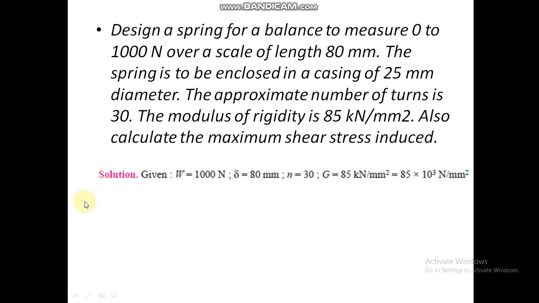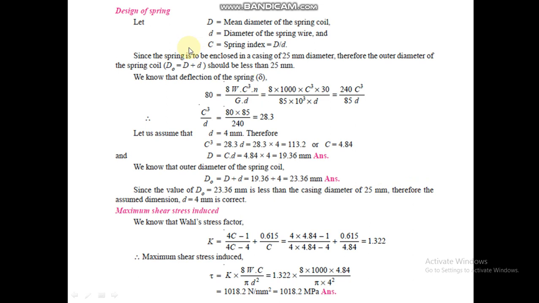So we will write the given data. First of all, load from 0 to 1000, that is, maximum load is 1000, deflection is 80, number of turns is 30, and modulus of rigidity is given to us. Now how will we design the spring?